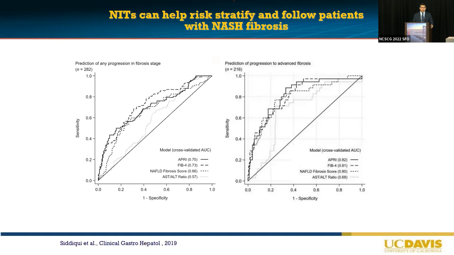Here, what I'm showing you are a set of NITs like the FIB-4 and the NAFLD fibrosis score. Both of them perform really well to predict any progression in the liver fibrosis stage and the progression to advanced fibrosis. So definitely you can use FIB-4 as well as other imaging tools in your practice to understand where the patient is in the future.